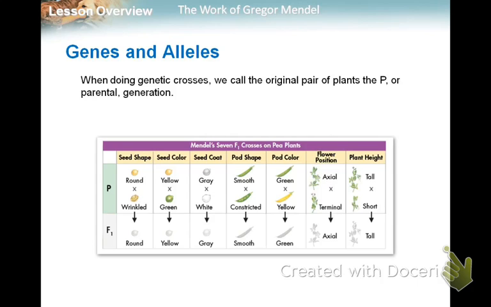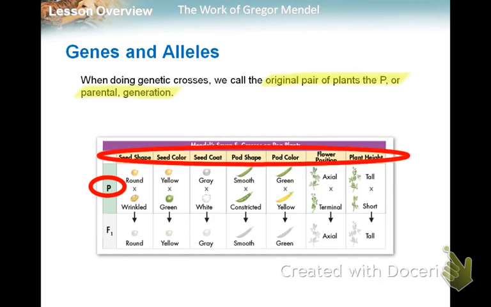The original pair of plants that were crossed are P, or parental generation. So that's what you see right here, the top row of the chart. So these are the characteristics that Mendel looked at. Seed shape, seed color, seed coat, pod shape, pod color, flower position, and plant height.